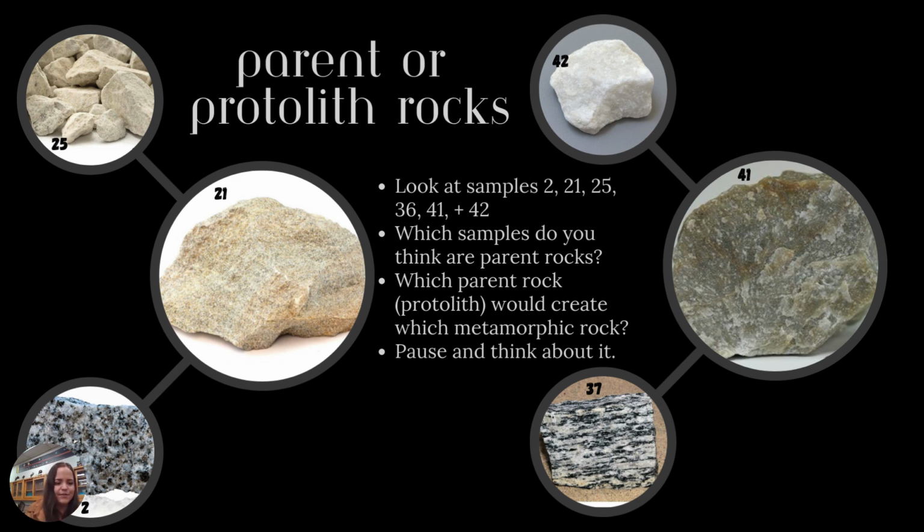All right, so hopefully you paused for long enough. Numbers 2, 21, and 25 are the parent rocks. 37, 41, and 42 are the metamorphic rocks. So 2 is granite, 21 is sandstone, and 25 is limestone. They do match across to try to make it a little bit more connective here.